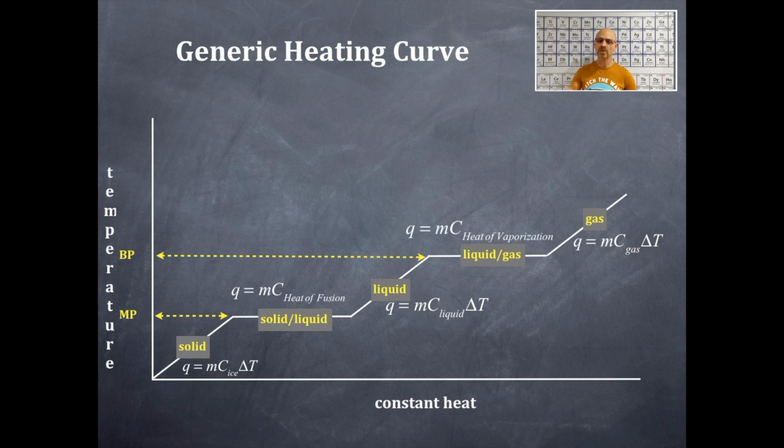Okay, the next horizontal section is Q equals m times a constant, except the constant in this section is the heat of vaporization, because you are going from the liquid to the gaseous state, or the heat of condensation, the opposite direction, as a cooling process. So Q equals m times the heat of vaporization.